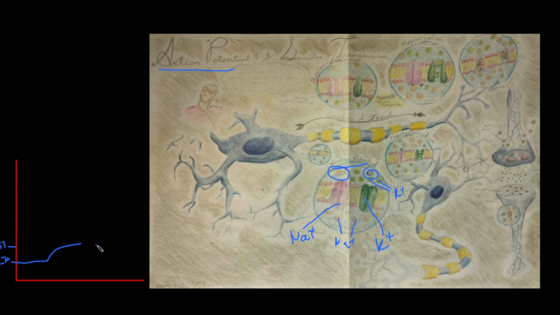And then once the threshold is reached, the voltage gated sodium channels open. Like this is a voltage gated sodium channel. They open, and this allows the sodium ions to flow down their concentration gradient into the cell. This increases the membrane potential, which causes more and more voltage gated sodium channels to open in a chain reaction. And this causes a rapid increase in membrane potential, which reaches about positive 30 millivolts. This stage is called depolarization and is the actual electrical impulse that travels down the axon.